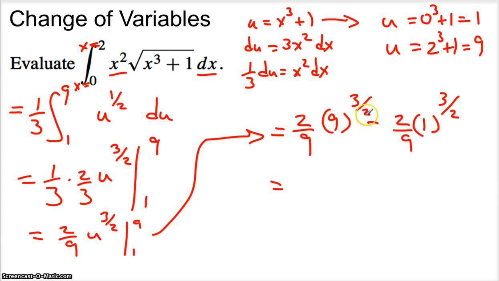9 to the half first is 3, and then 3 cubed is 27. 27 divided by 9 is 3, then times 2 is 6. Moving over here, 1 to the 3/2 is just 1. This is minus 2/9. So this becomes 6 minus 2/9 is just 5 and 7/9.